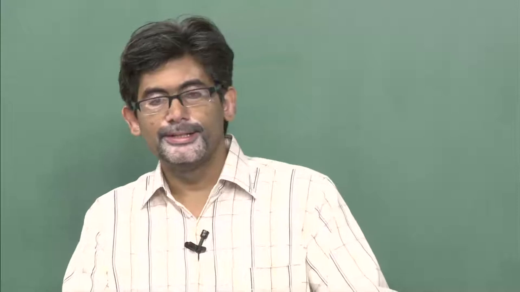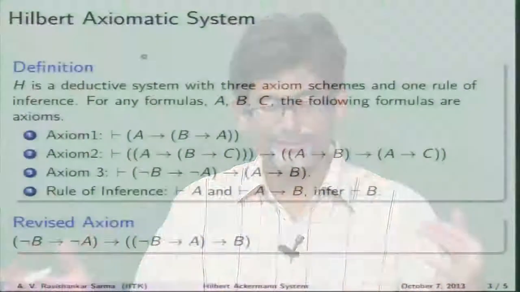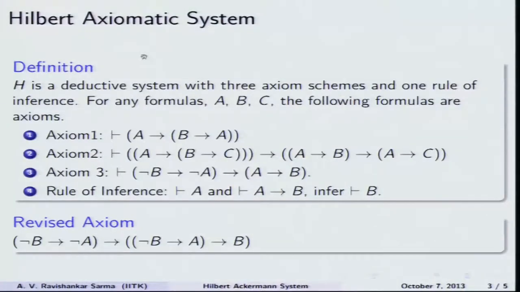So now we can easily show that this H and H prime are more or less the same. If you can somehow show that not B implies not A, or A implies B, you will get it as an outcome of this revised axiom, that is not B implies not A, not B implies A implies B, then you can show that these two axiomatic systems are similar to each other. So I will be taking into consideration the first two axioms and the revised axiom which was presented by Mendelssohn in the tradition of the Hilbert Ackermann axiomatic system.